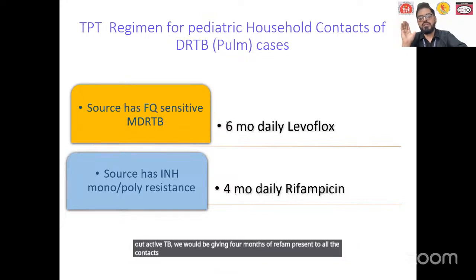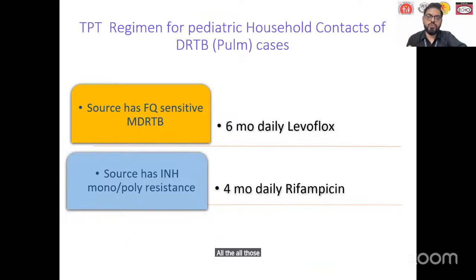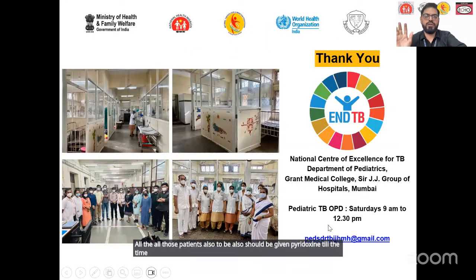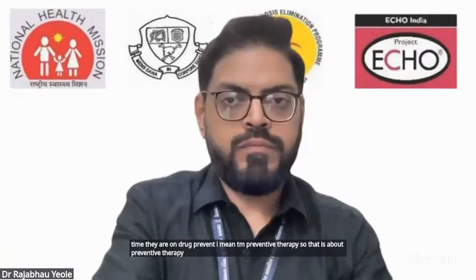Whether you are giving TPT to drug sensitive contacts or drug resistant contacts, all those patients should also be given pyridoxine till the time they are on TB preventive therapy. So that is about preventive therapy. Yes, very well said. And rifampicin and INH is a fixed drug combination. Yes, FDC. It is available in FDC.